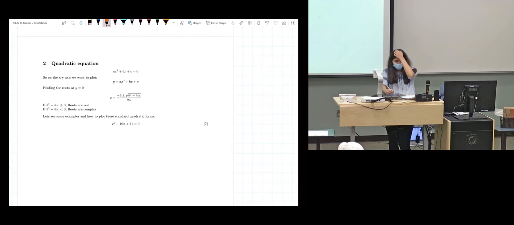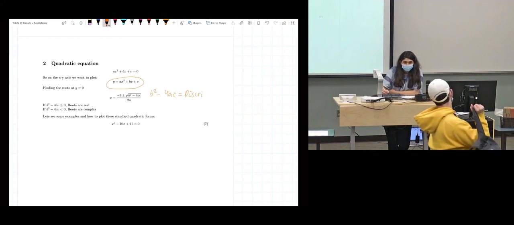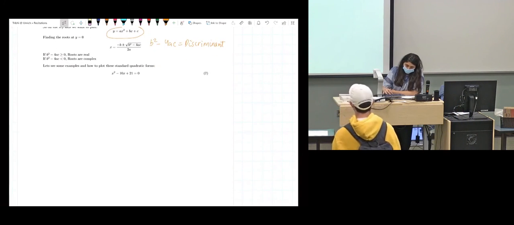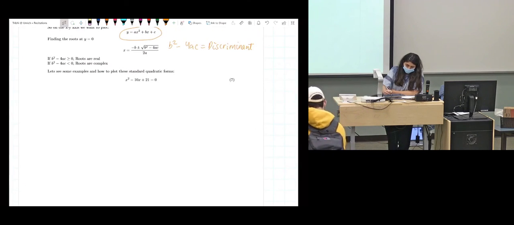For ax squared plus bx plus c equals 0, we want to be able to plot y as this equation, and this b squared minus 4ac is our discriminant. Thank you for coming. And we're going to want to solve for the roots of x. And from there, from ax squared plus bx plus c equals 0, we can infer a is 1, b is minus 10, and then c is 26.